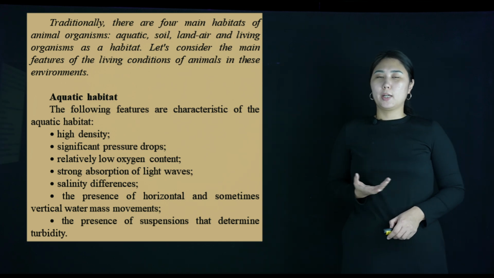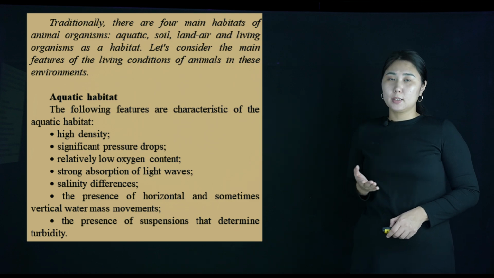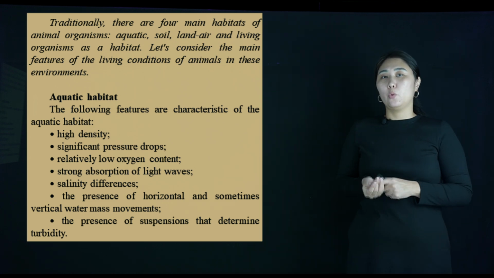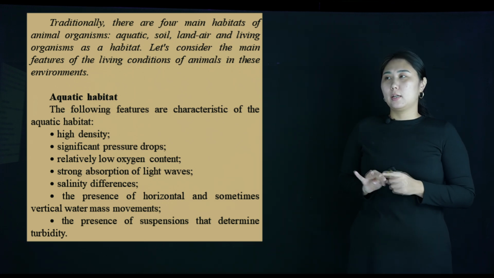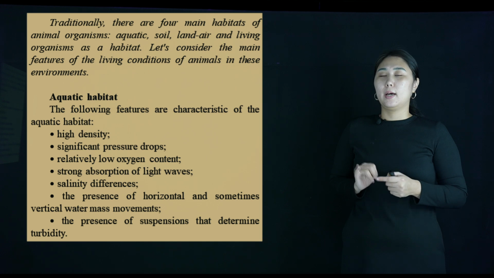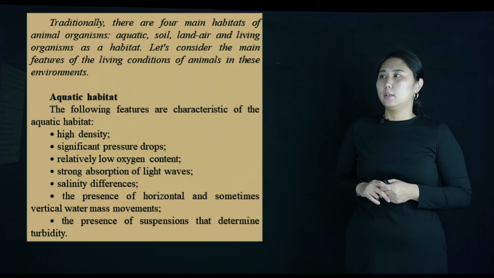What is aquatic habitat? Traditionally, there are four main habitats of animal organisms. We have aquatic, soil, land, air, and living organisms as a habitat. So today we are going to learn about the aquatic habitat.